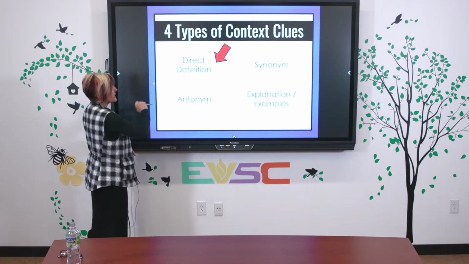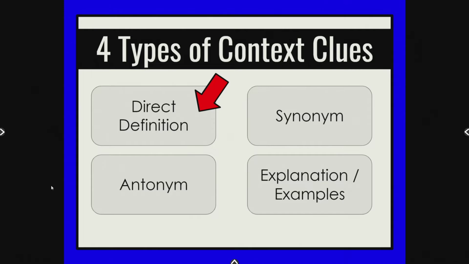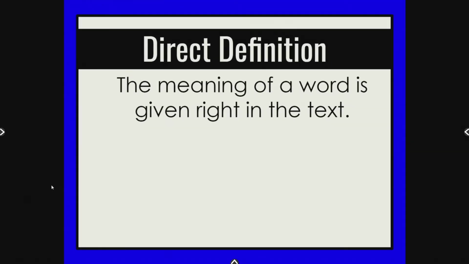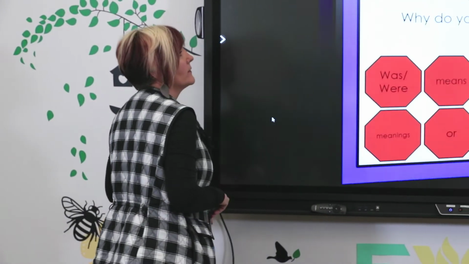Next time we're going to do synonym and antonym, and then the last one is explanation and examples. So what is direct definition? Well, it's exactly what it says. The meaning of a word is given right there. It's directly right there in the text. It's a pretty easy one to find.